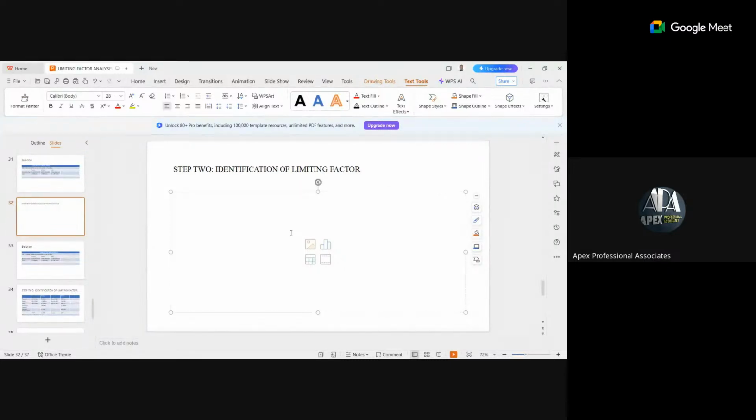For type 1 machine, the total available hours based on the question is what? I don't have the question here. I have to change my slide. 39,200 hours.